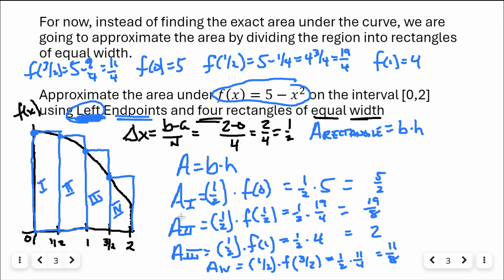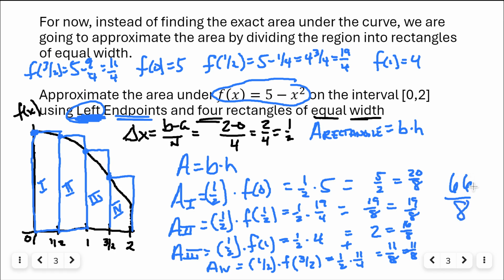All right. So now I want to find the area that's underneath the curve. Well, I want to approximate it. To approximate the area that's underneath the curve, what do I have to do with all 4 of these areas? Well, I got to add them together, right? I just add them, and that gives me the approximate area. All right, so I got to make all these 8s. So that's 20 over 8, 19 over 8, 16 over 8, and 11 over 8. All right, so these two make 30. 50 and 16 is 66 over 8.